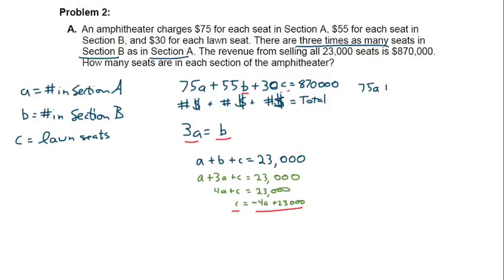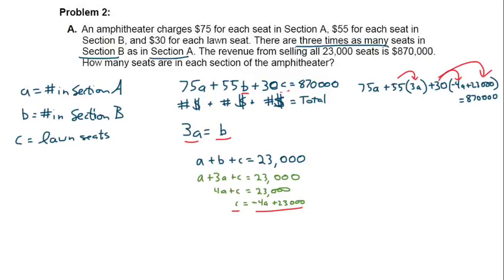We are going to do 75 A's plus 55 B, which remember is 3A, plus 30 C's, which is negative 4A plus 23,000. And I'm running out of space, equals 870,000. Okay. Now all I have is A's. My B and my C are gone. So distribute, distribute, and combine.